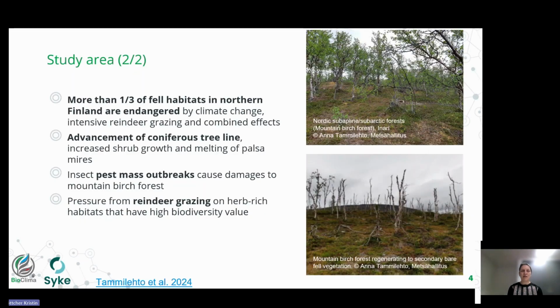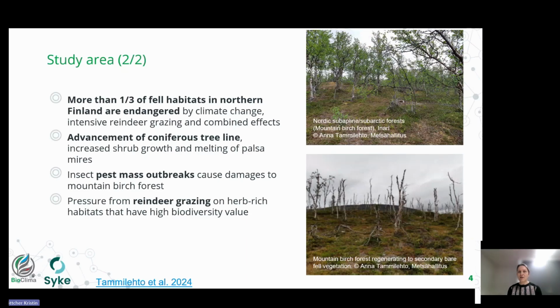And it has been studied that more than 1/3 of these more open fell habitats in northern Finland are endangered by climate change and also by intensive reindeer grazing and their combined effects. So due to climate change, we also have advancement of the coniferous tree line, increased shrub growth, and melting of palsa areas. Also, the warming favors insect mass outbreaks that cause damage to mountain birch forests, and we also have pressures from reindeer grazing on herb-rich habitats with high biodiversity value.